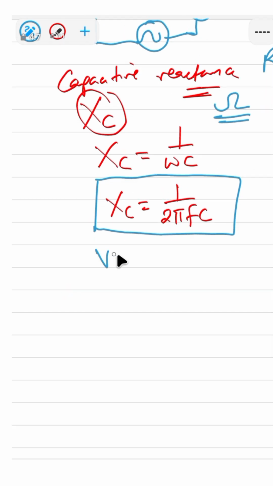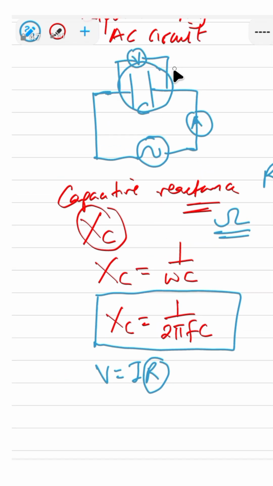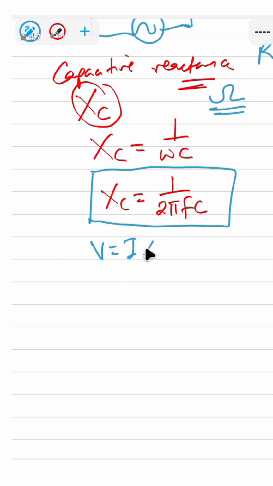Your Ohm's law is V equals IR, but you cannot write R here because there's no resistor in this circuit. There's no R here. So that R will turn to XC, since that's the opposition it offers to the flow of the charge. So I'm going to write V equals I XC. If this V is V naught, this one will be I naught: V naught equals I naught XC. If the V turns to RMS, this one will be VRMS.